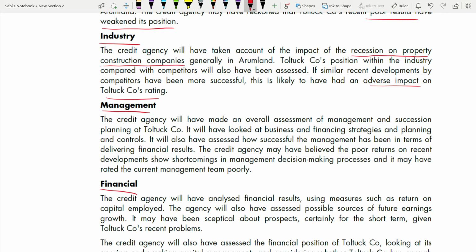Maybe the management is not doing so great in the company. Maybe because of that, results are poor. So it is the lack of management's performance. That is one way why the credit rating went down. That is how a credit agency might rate the company.